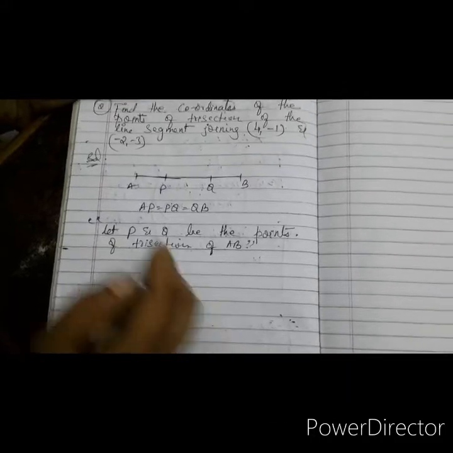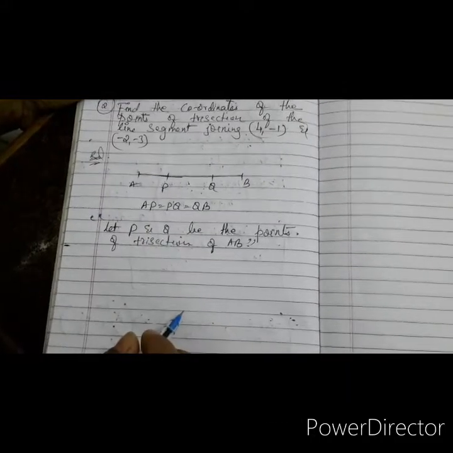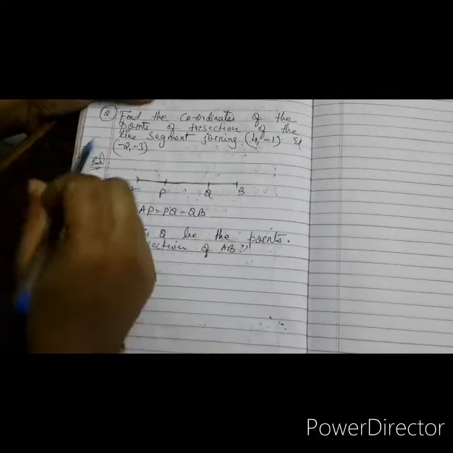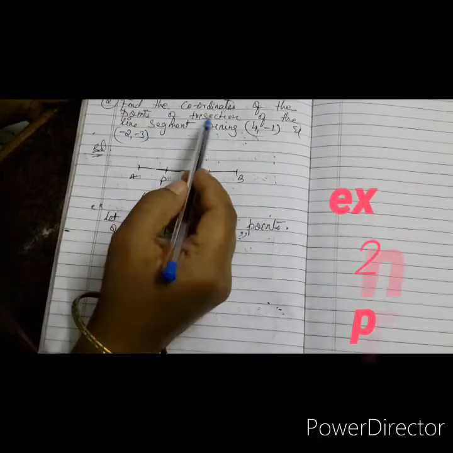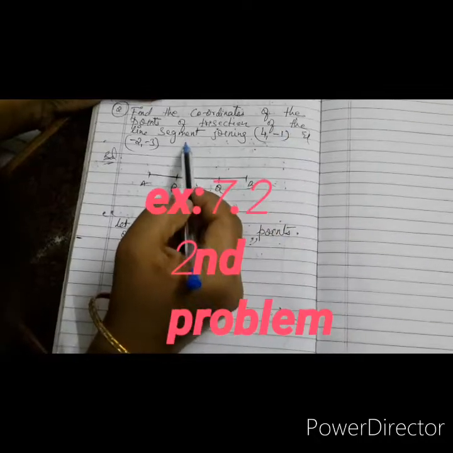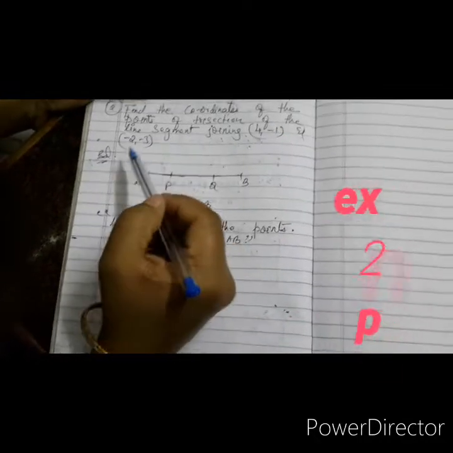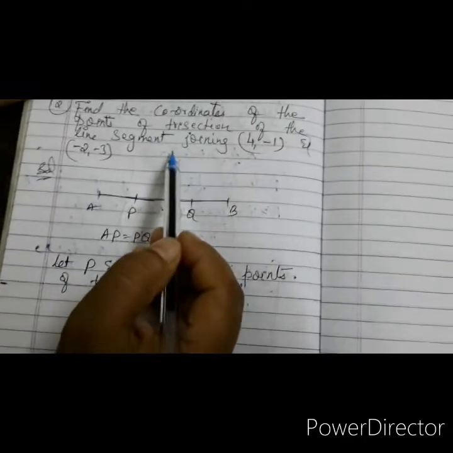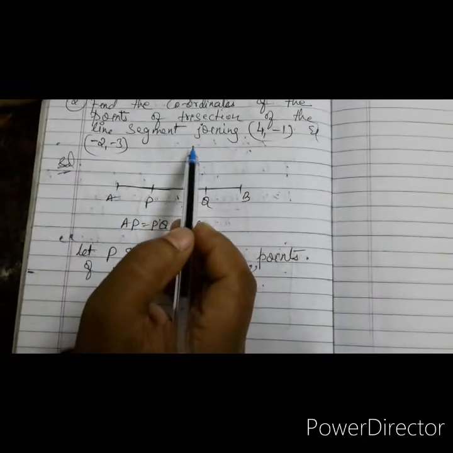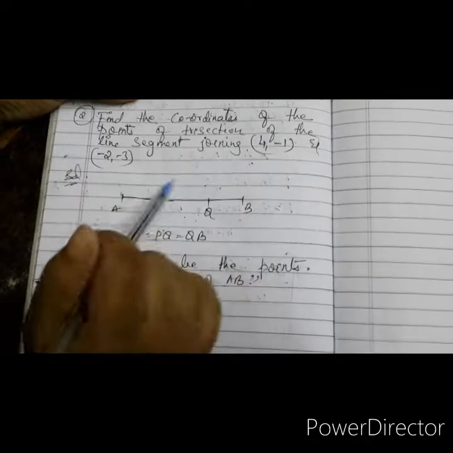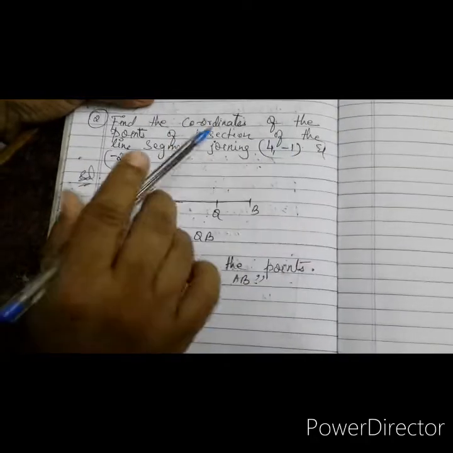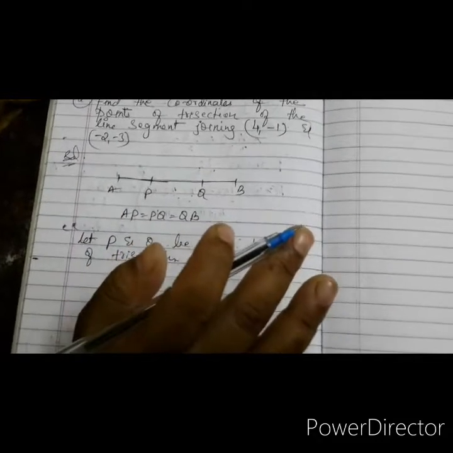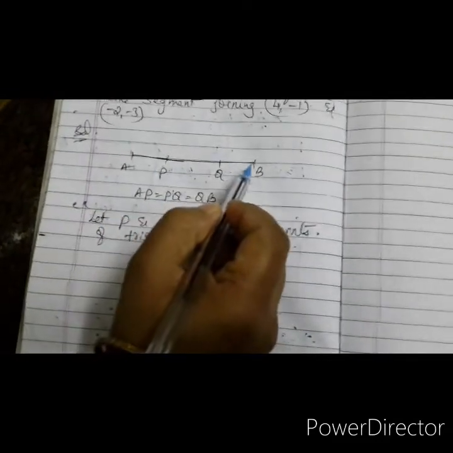Students, we are going to solve the next problem, the second problem of exercise 7.2. Any doubts in the first one? Let me know. Find the coordinates of the points of trisection of the line segment joining (4, -1) and (-2, -3). Here the ratio is not given. Listen to the question very carefully. The ratio is not given. First of all, we have to find the ratio, then solve with the help of the section formula. Imagine now this is the line AB.